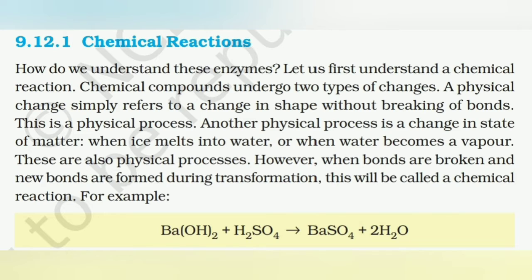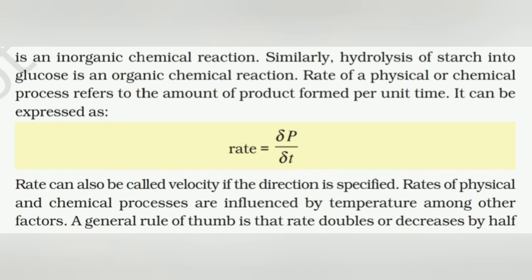However, when bonds are broken and new bonds are formed during transformation, this will be called a chemical reaction. So we have to study how chemical reactions take place by breaking the bonds and joining the new bonds. For example, barium hydroxide with sulfuric acid gives barium sulfate and water is released. It is an inorganic chemical reaction. Similarly, hydrolysis of starch into glucose is an organic chemical reaction.